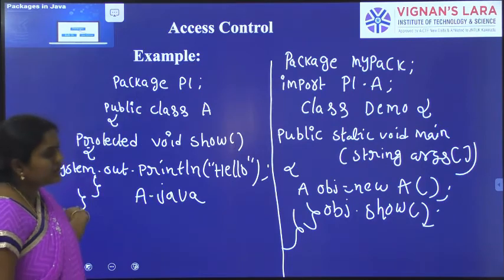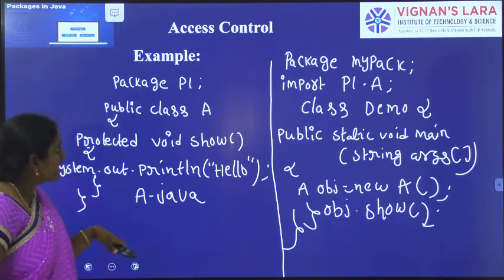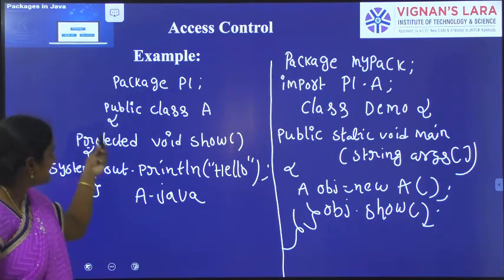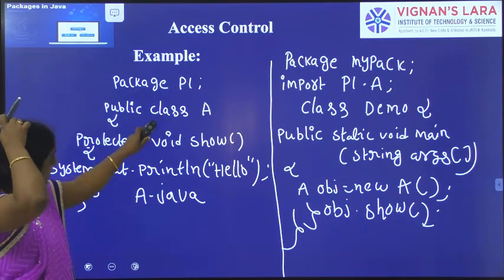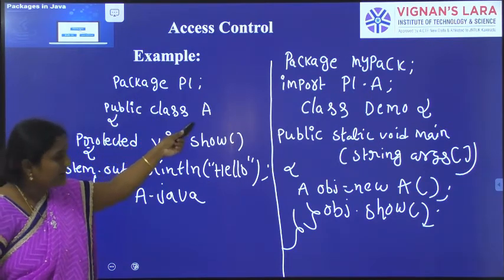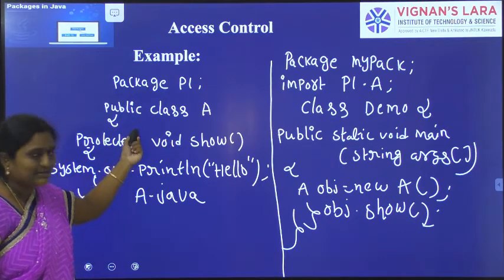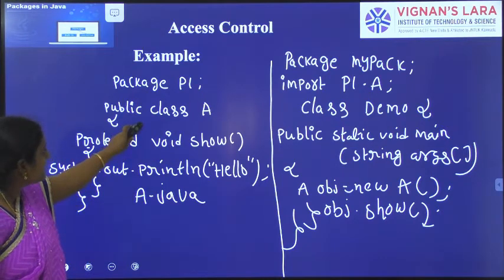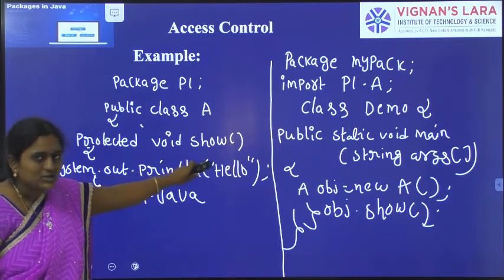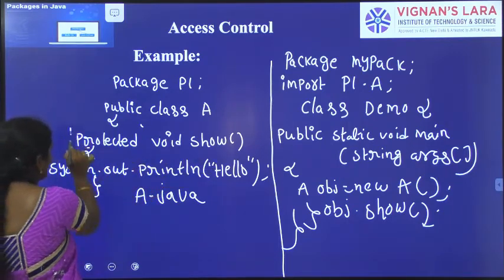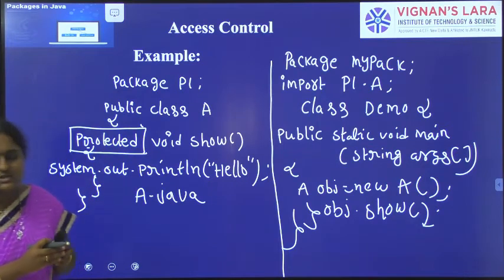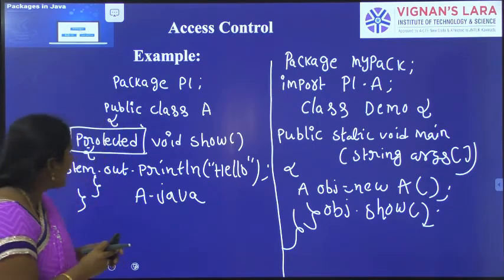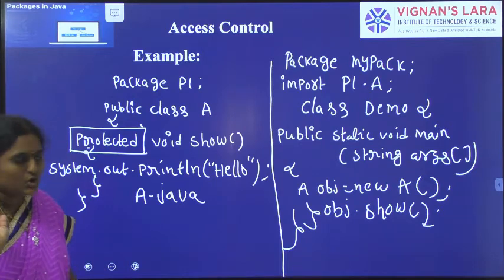So here what we did: in this program, I created one package P1. In this P1 package, I created one class, A class. It is a public access modifier. In this A class, I already have written one method, the show method. It is a protected access modifier. What is the rule of the protected access specifier? It can be accessible within the package and outside the package by using the inheritance concept only.